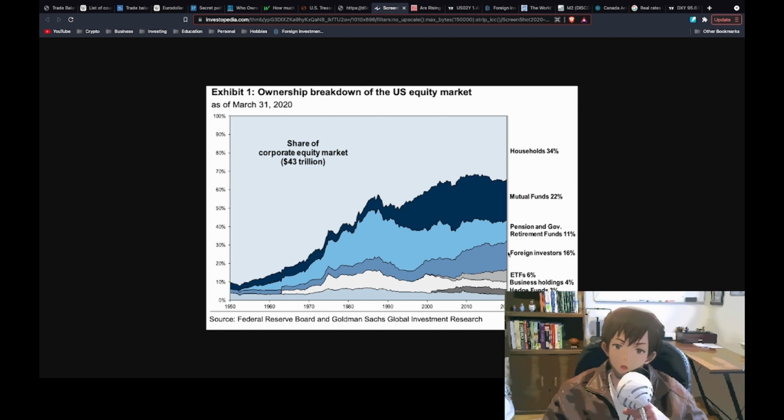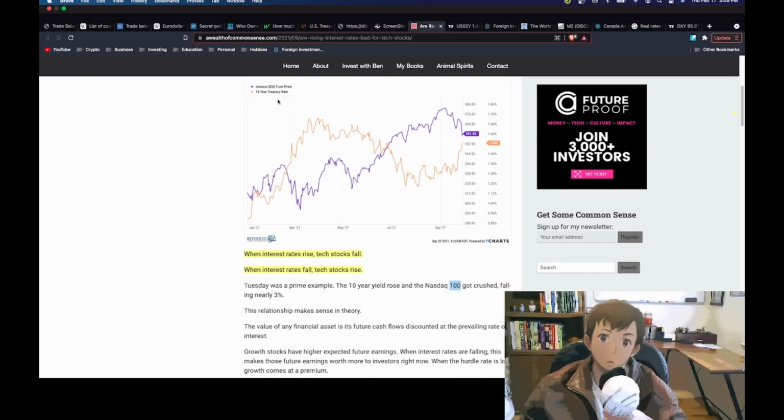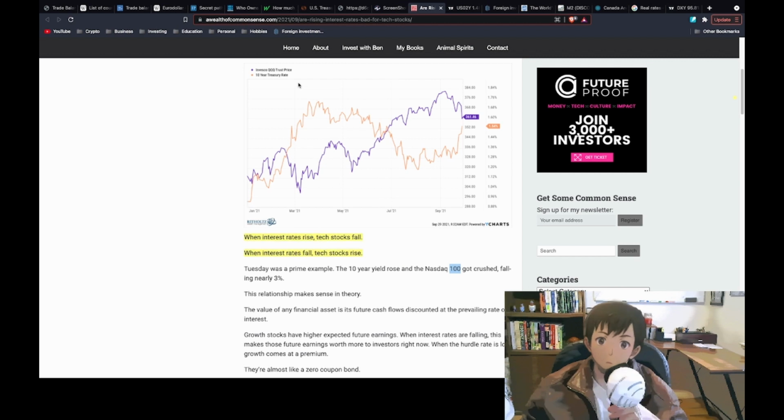And although we don't have data after the pandemic, I believe that this chart would actually show that the foreign investment in corporate equity has gone up quite a bit because we had foreigners rotate $1 trillion from treasuries into tech stocks. So as you can see from this chart, this is the Invesco QQQ trust price, which is the purple line, and the orange line is going to be the 10-year treasury rate. So as the discount rate rises on these 10-year treasuries, that is an incentive to rotate out of tech stocks. And you can see the comparison right here.